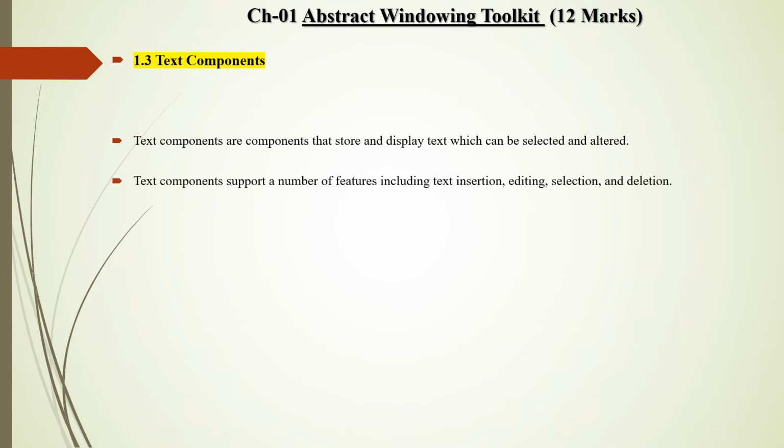First we see the text component. Simply, in AWT, the text component means we can write some text in that component. So there are two text components in AWT, text field and text area. We see them briefly in the next slides. Text components are the components that store and display text which can be selected and altered. Text components support a number of features including text insertion, editing, selection and deletion.